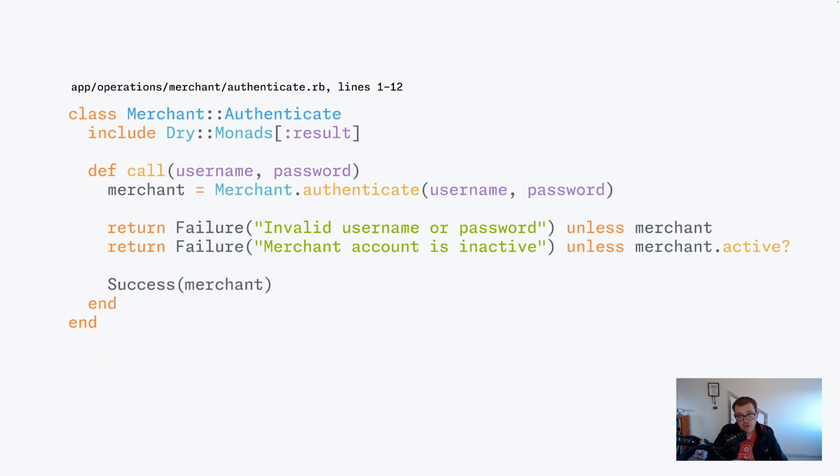This operation code uses dry monads and its result feature. The result feature of dry monads gives us the failure and success methods, which we can use to indicate the outcome of this operation. This has now radically tidied up our code. All we've done is move it out into a separate class.